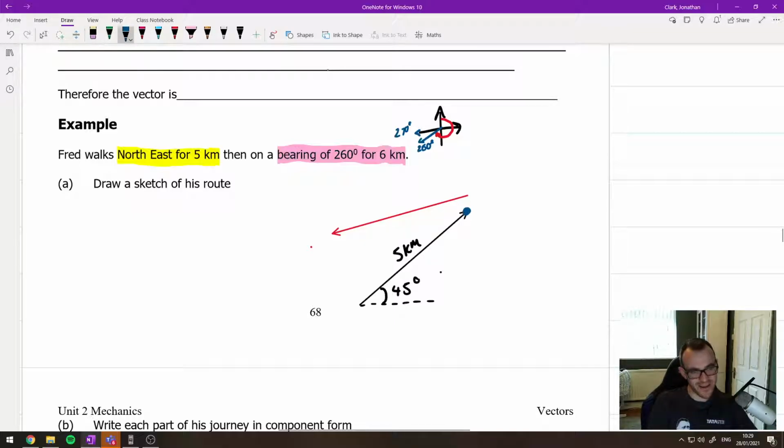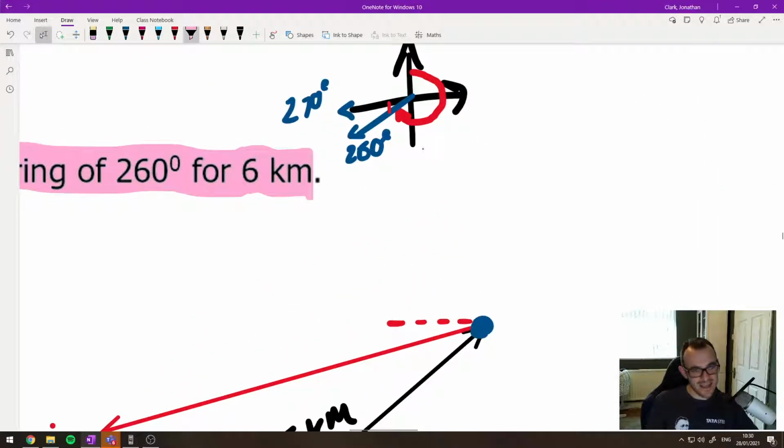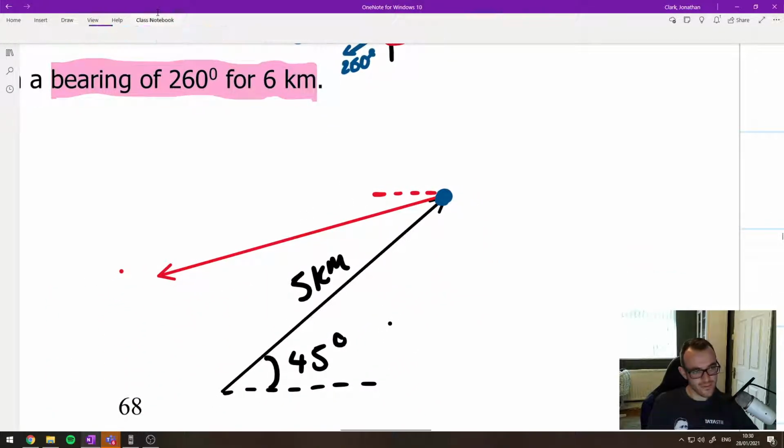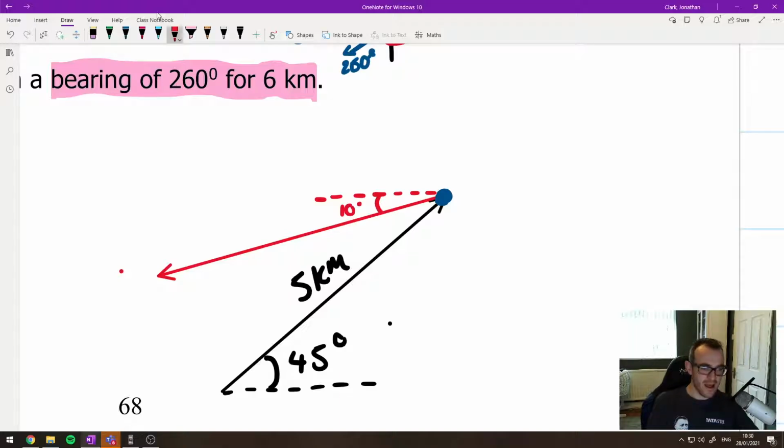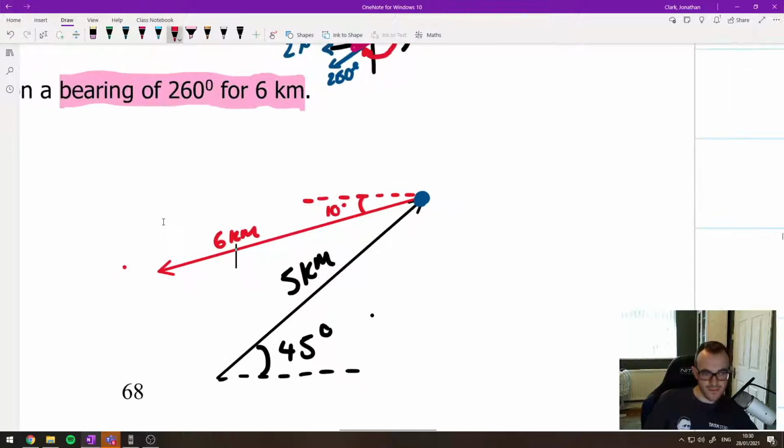And I'm going to need to move that line down a little bit so that it matches up there. There we go. And let's try and find an angle here. The difference between 260 and 270 is 10 degrees. So that angle there, a bit hard to see. This angle here is going to be 10 degrees. I'll put that in on my diagram here. This angle is 10 degrees. And the length of this line, the magnitude, is 6 kilometers.